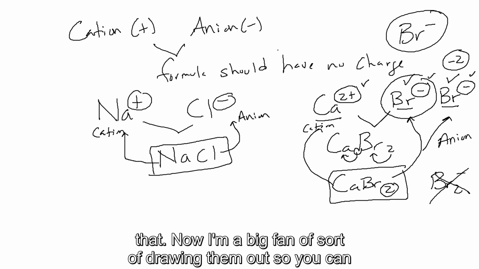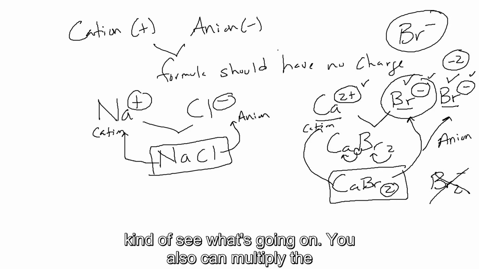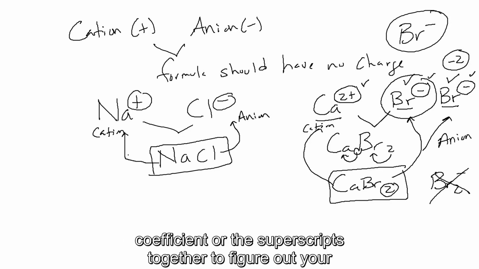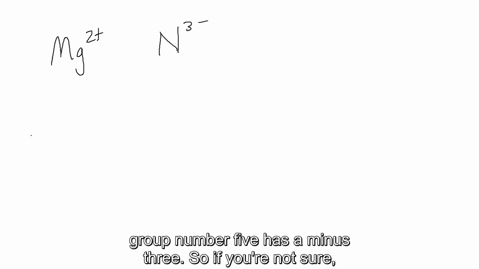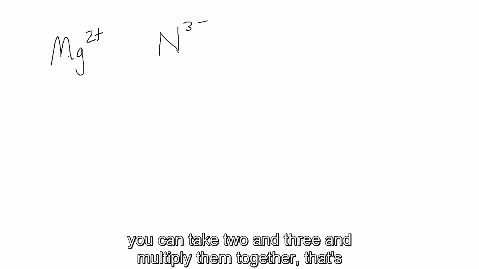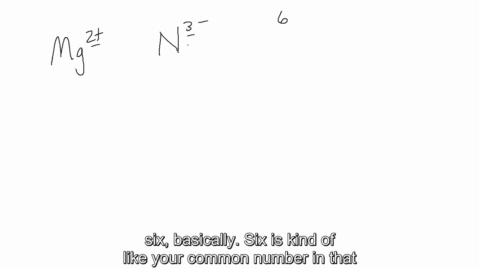Now, I'm a big fan of drawing them out so you can see what's going on. You also can multiply the coefficient or the superscripts together to figure out your common number. So for example, if you had magnesium, which is group number 2, and you put it together with nitrogen, which is group number 5, has a -3. So if you're not sure, you can take 2 and 3 and multiply them together. That's 6, basically. 6 is like your common number in that case.